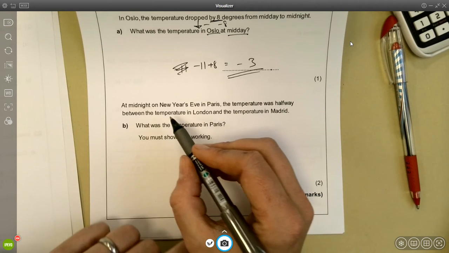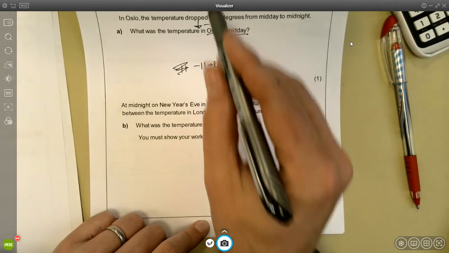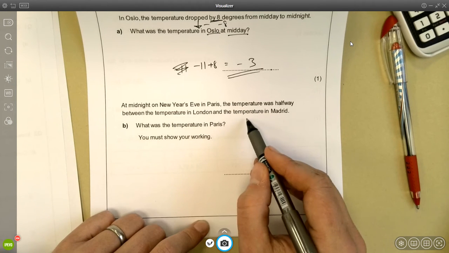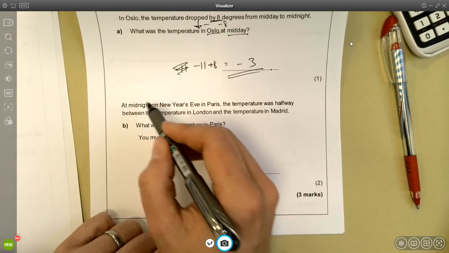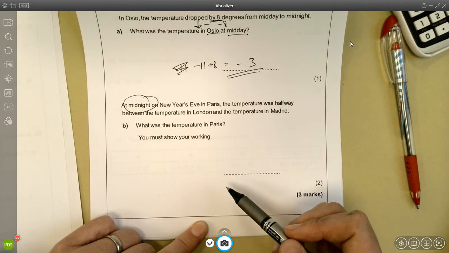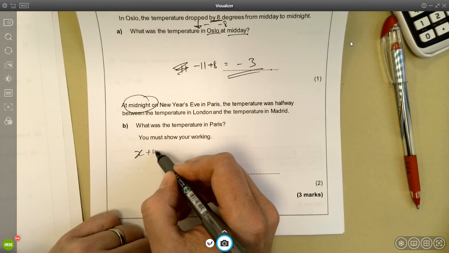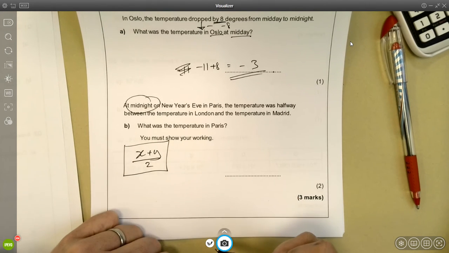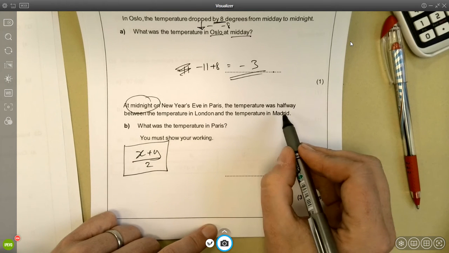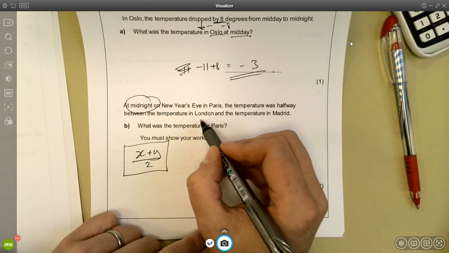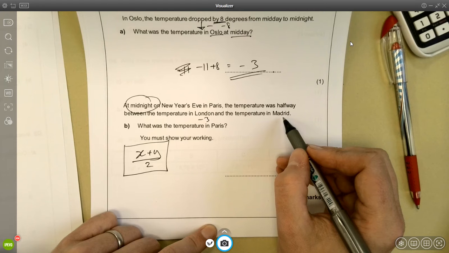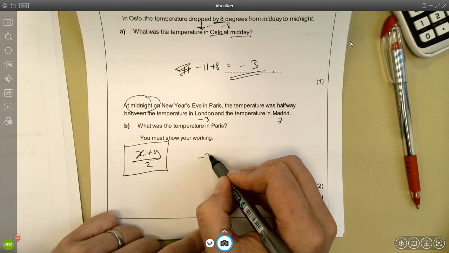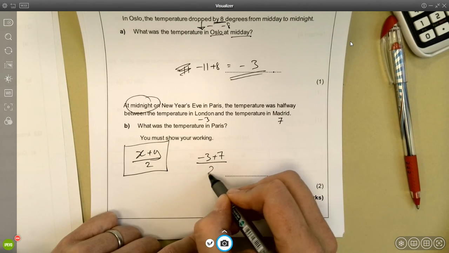At midnight on New Year's Eve in Paris. Okay, not on the table. The temperature was halfway between the temperature in London and the temperature in Madrid. So look, it's midnight, so we're okay to just use the table. Now, halfway between two numbers is add them and divide by 2. All right, any two numbers. So what you're going to do here is take temperature in London, so from our table is -3, and Madrid, a bit warmer there, was 7. We're going to add those two things together, and then we're going to half it.